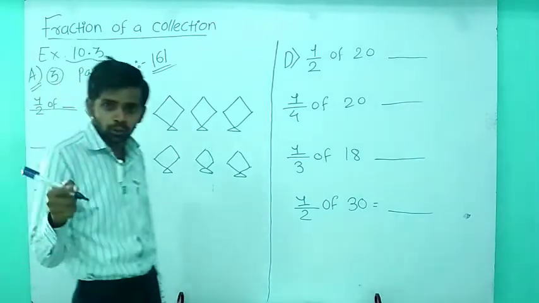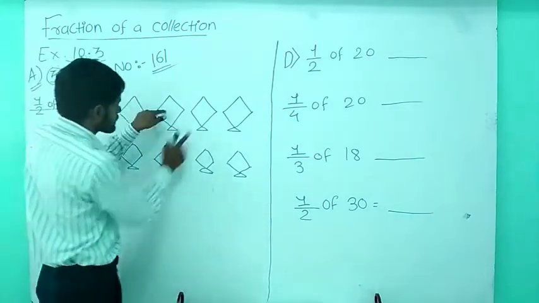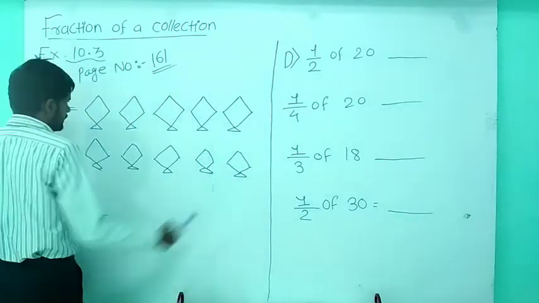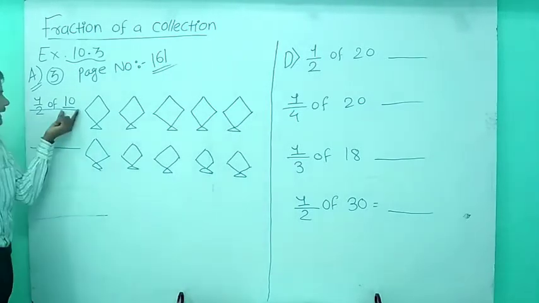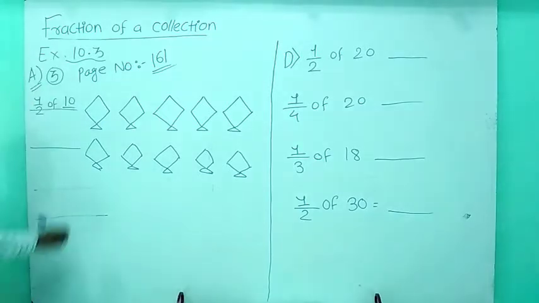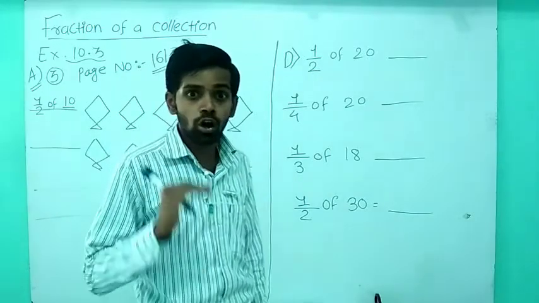First of all, we have to count the objects: 1, 2, 3, 4, 5, 6, 7, 8, 9 and 10. So these are 10 objects. So what we will write? We will have to find the half of 10. Half of 10 objects का आधा करना है. Okay. So now I already told you that we have to divide the number by denominator.